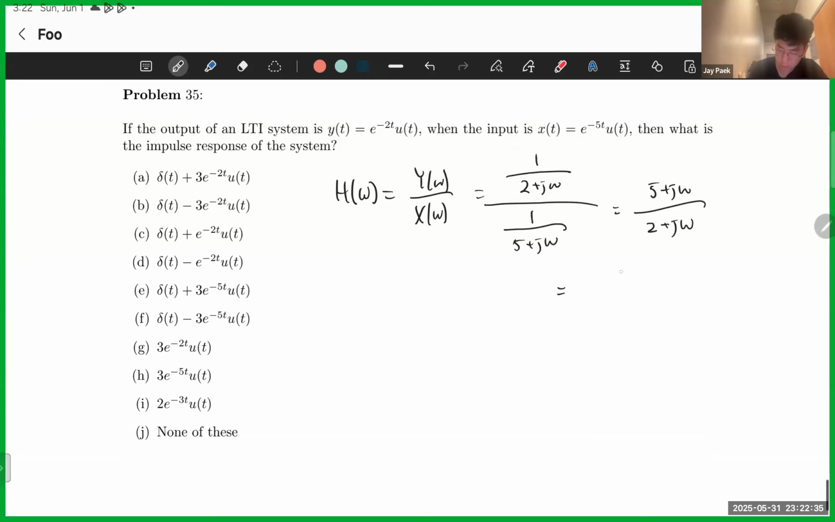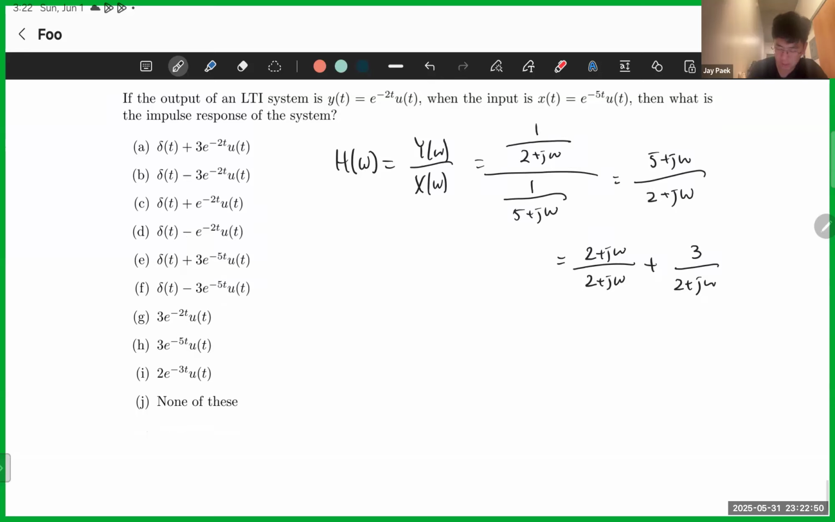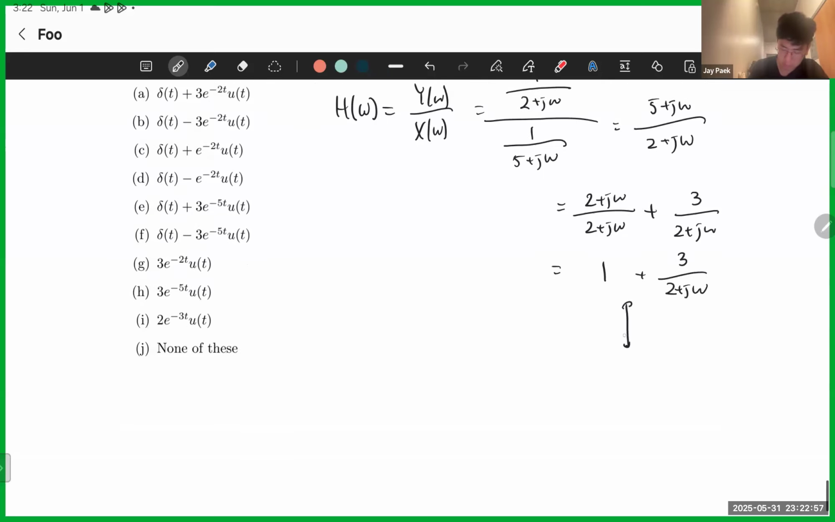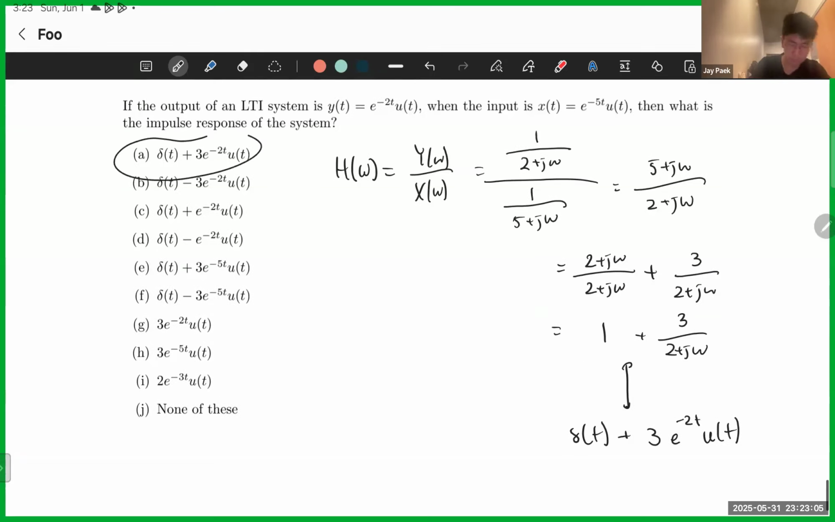And furthermore, we could expand this to be 2 plus j omega. This is one of the cheat codes, or you have to see it once to do it again. When I first saw it, I was like, wait, you could do that. But in reality, you're just rearranging numerators. This is just 1 plus 3 over 2 plus j omega. And the Fourier transform of this would be delta of t plus 3 times e to the negative 2t u of t. And thus we get our answer.